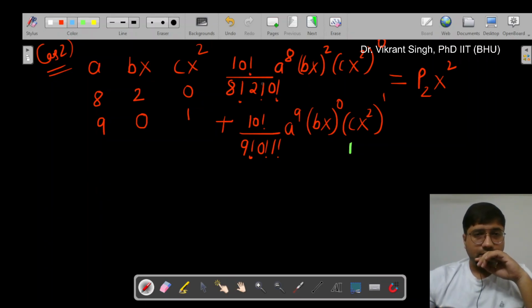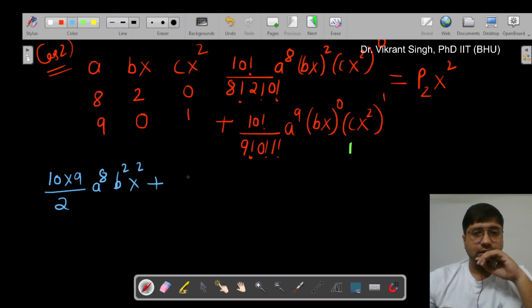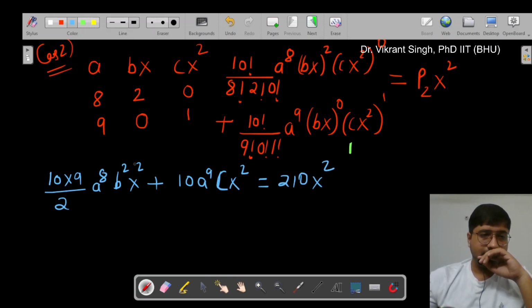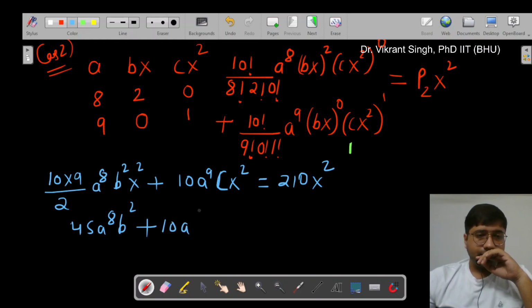10 factorial upon 8 factorial upon 2 factorial, that is coming to be, after simplification, 10 into 9 by 2, and a^8 b^2 x^2 plus 10 a^9 c x^2 is equal to 210 x^2. Now x^2 cancels out, so here we get 45 a^8 b^2 plus 10 times a^9 c is equal to 210.